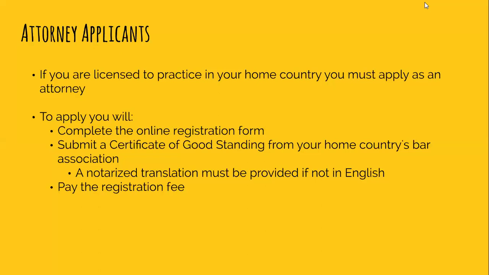So if you're licensed, you are required to apply as an attorney. You can't apply as a student applicant. It's fairly straightforward. You'll start the online registration form. You will submit a certificate of good standing from your home country, and you'll pay the fee. You don't have to take any classes at all, so we will not submit your transcript from USC to the California Bar. It's not required. You are eligible just on the basis of your license.